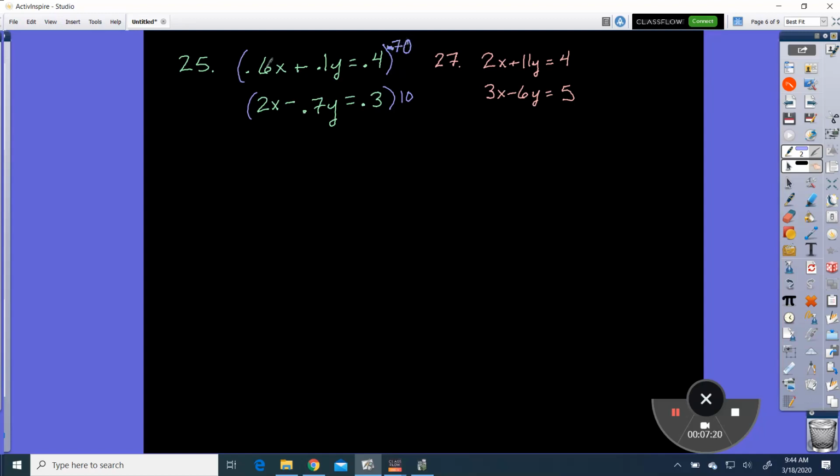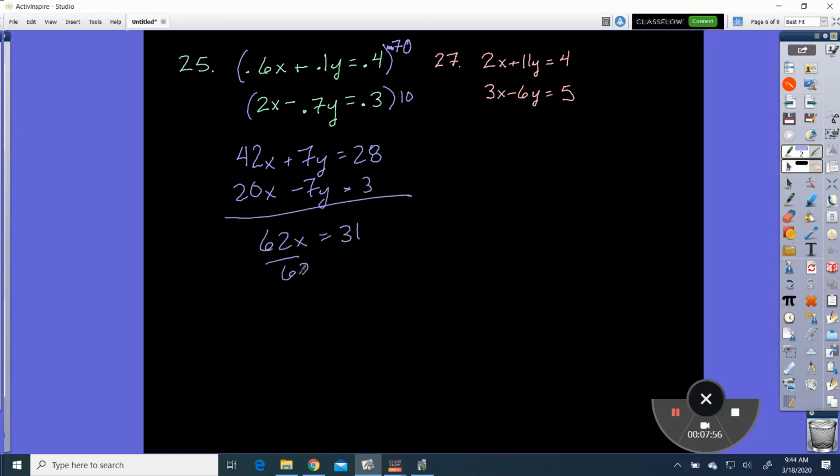So 7 times 6 is 42, right? So with the 0, it's going to actually be 42x. 70 times 0.1 is going to be just 7y. And 7 times 4 is 28. And because we're using the 0, it's actually going to be 280. Down here, multiply 2 by 10. That's going to be 20. 10 times 0.7 is negative 7. And 10 times 0.3 is 3. So now I have 62x. My y's have disappeared, and I get 31. Divide it by 62, and x equals 1 half.